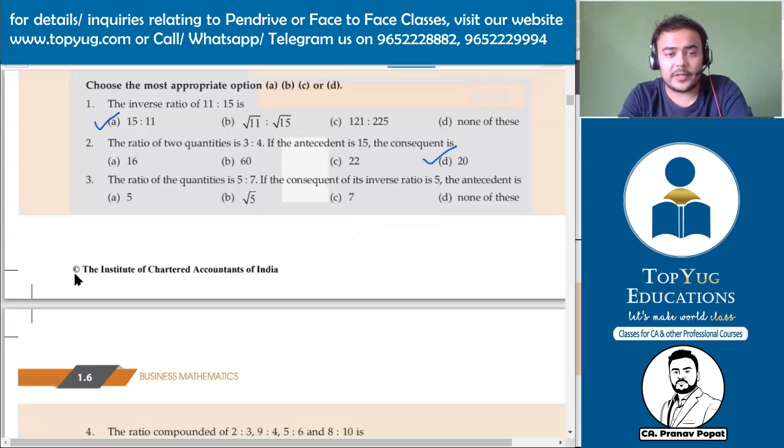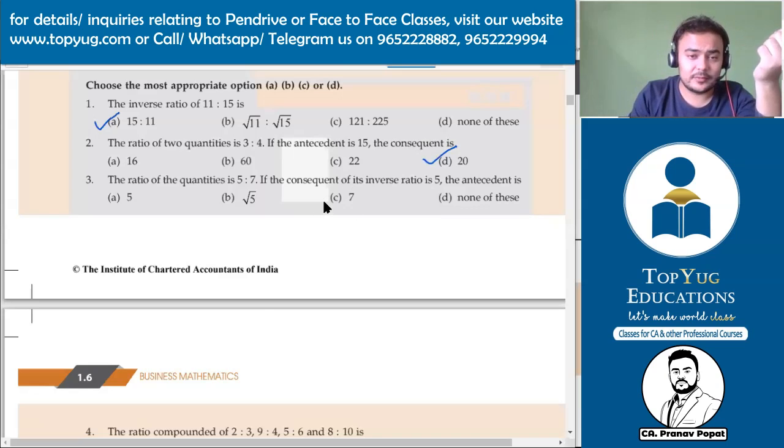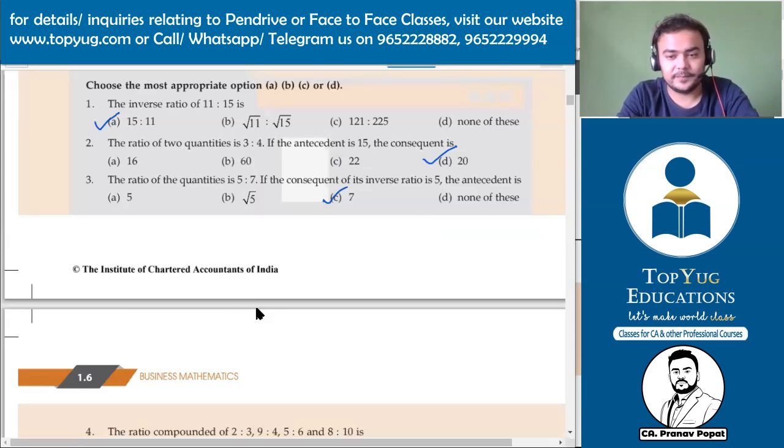Now question number 3. The ratio of quantities is 5:9. If the consequent of its inverse ratio is 5, what is the antecedent? Very easy question. C. Inverse means 7/5. 5 is the consequent, 7 is the antecedent.